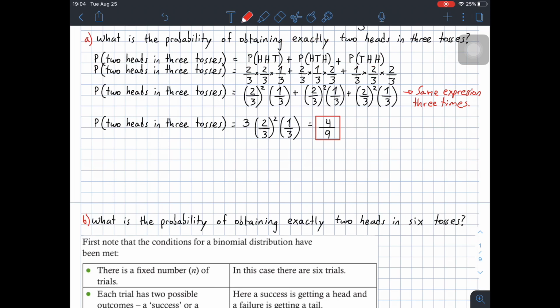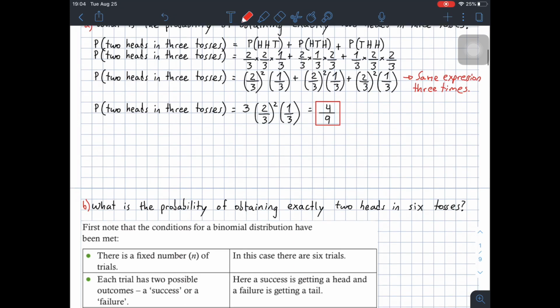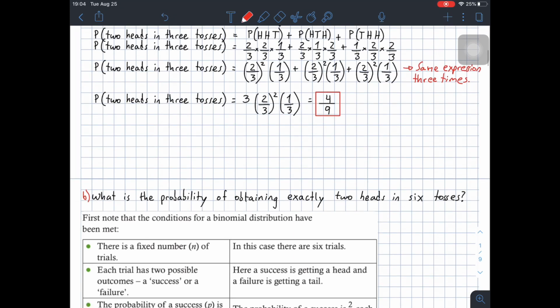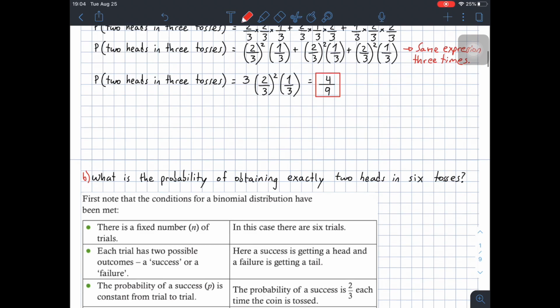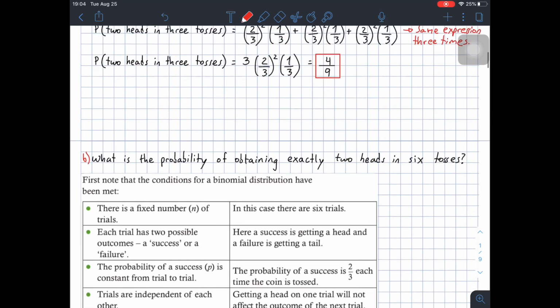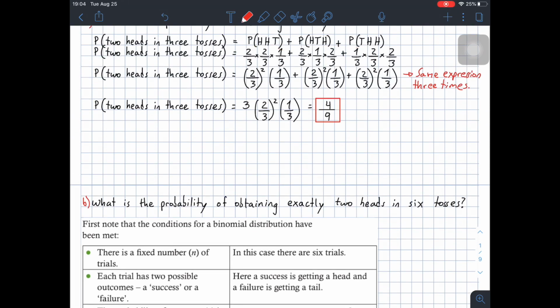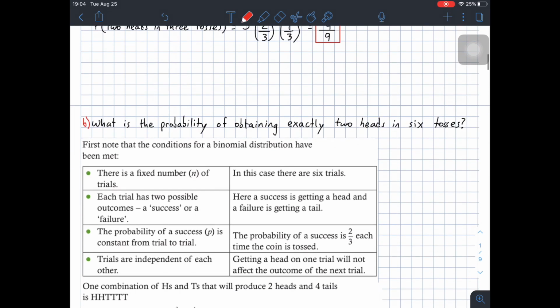Or what about if we had 100 tosses? There will be thousands, maybe millions, not millions, but thousands of alternatives, right? So there needs to be a way we can generalize this, or a way we can find this number of combinations more easily than actually listing all of the elements. And we're going to see this in a while.